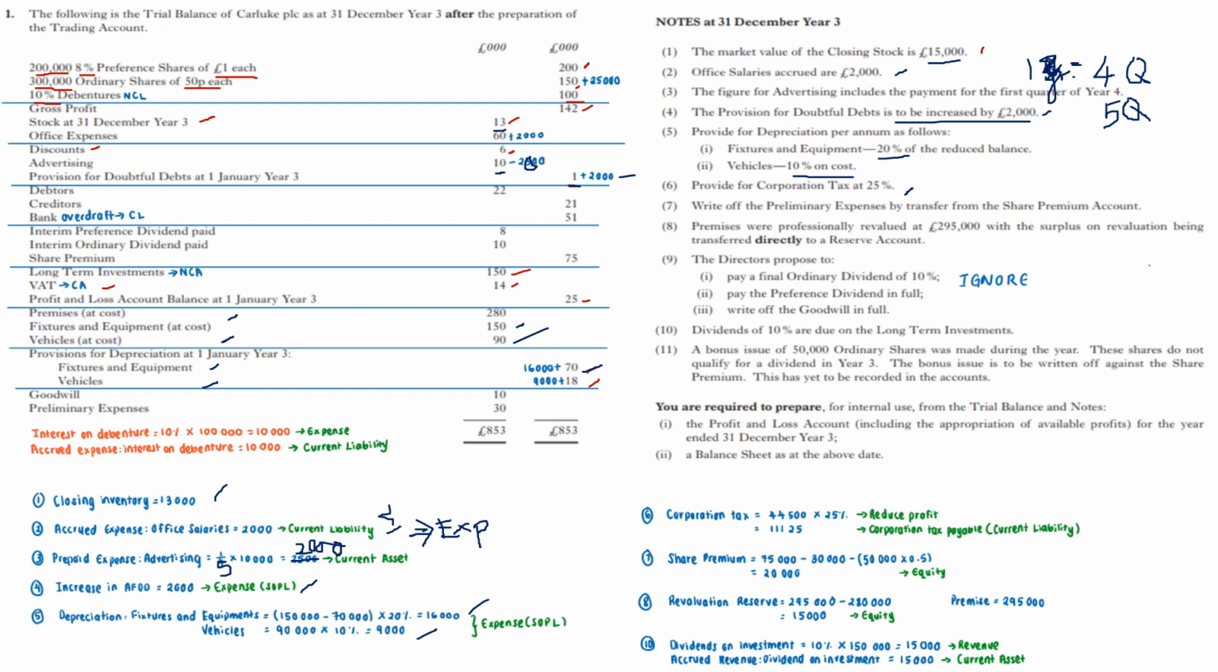Write off the preliminary expenses by transfer from the share premium account. So as I've mentioned, preliminary expenses will not be recorded anywhere in your statements, but instead you will have to minus it out from your share premium account because it's transferred from the share premium account. So it will reduce your share premium account. Your share premium, originally the amount was 75,000 in your trial balance. So you need to minus out 30,000 because preliminary expenses is 30,000.